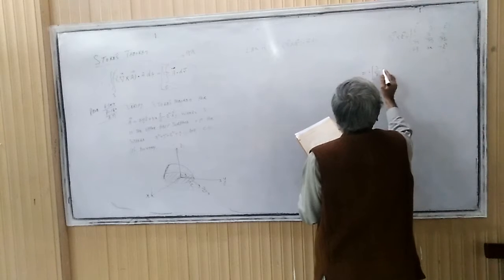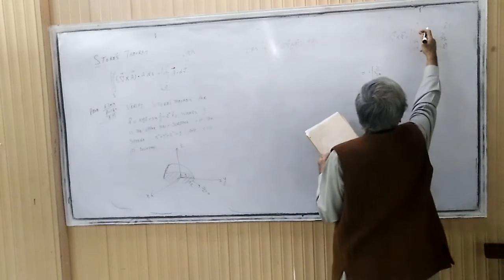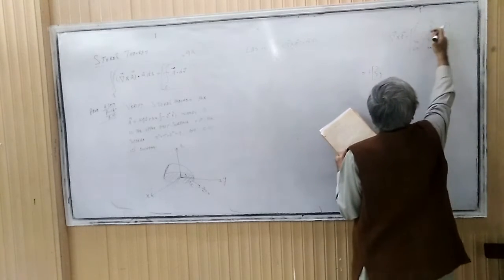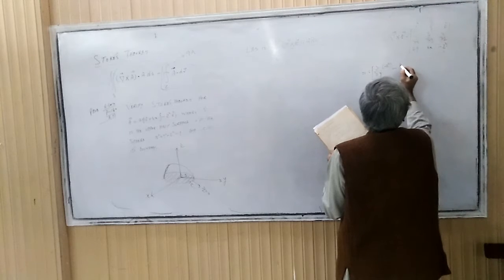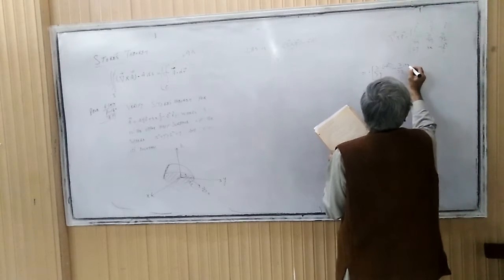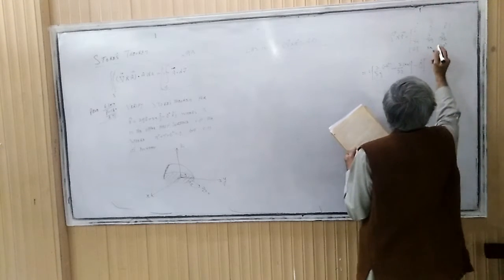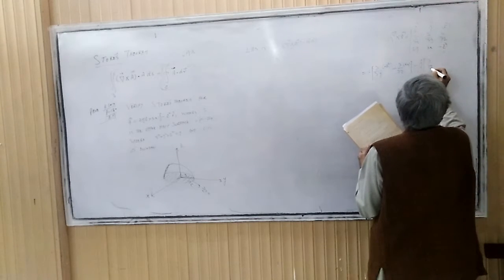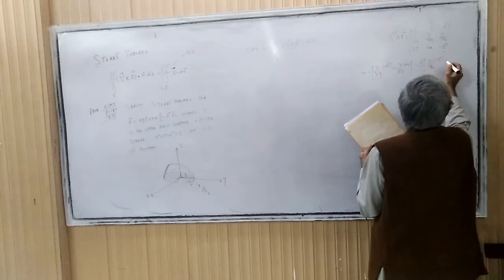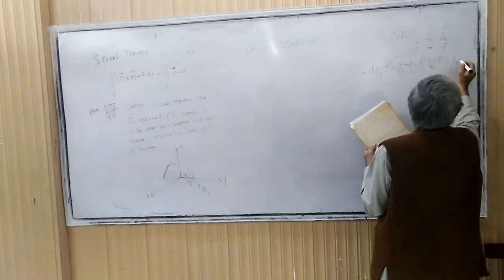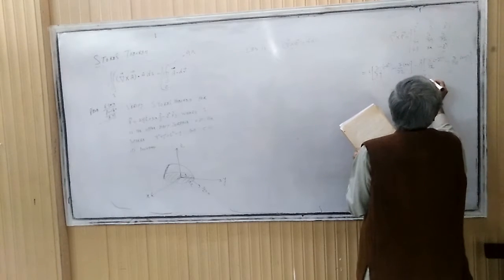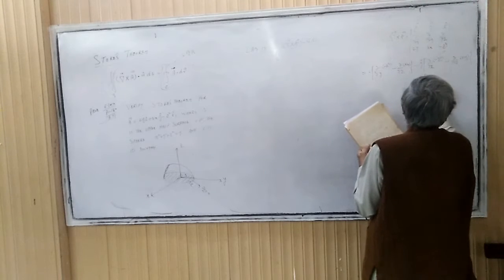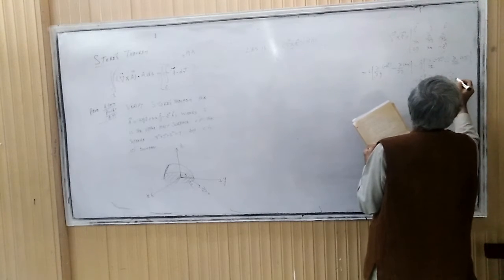So this is i delta over delta y of minus z square minus delta over delta z of 3x, minus j, and that will be delta over delta x of minus z square minus delta over delta z of 2y, plus k, delta over delta x of 3x minus delta over delta y of 2y.